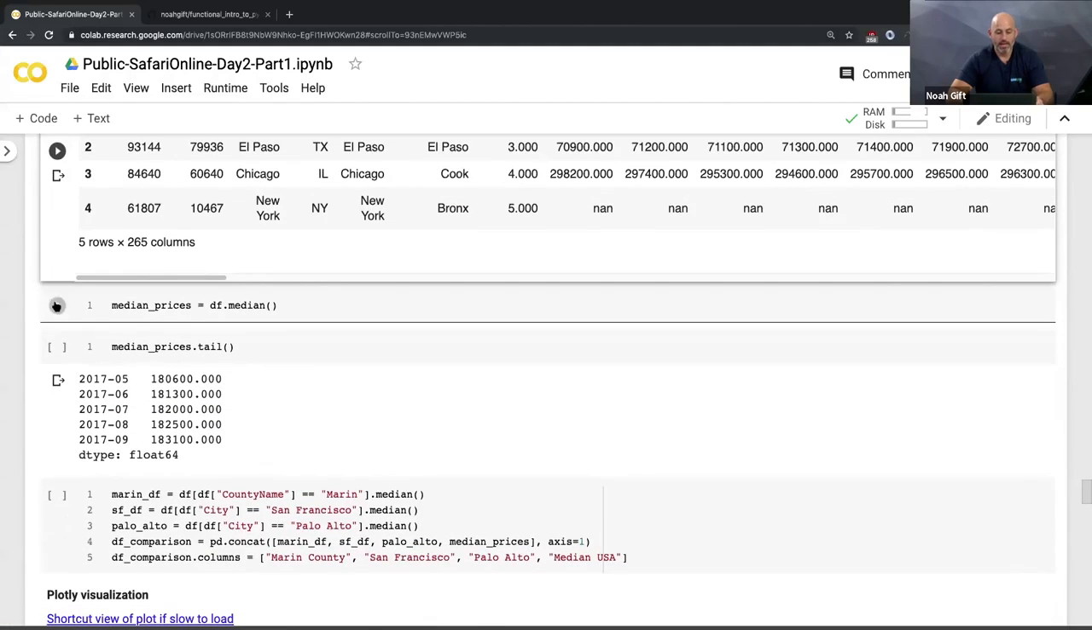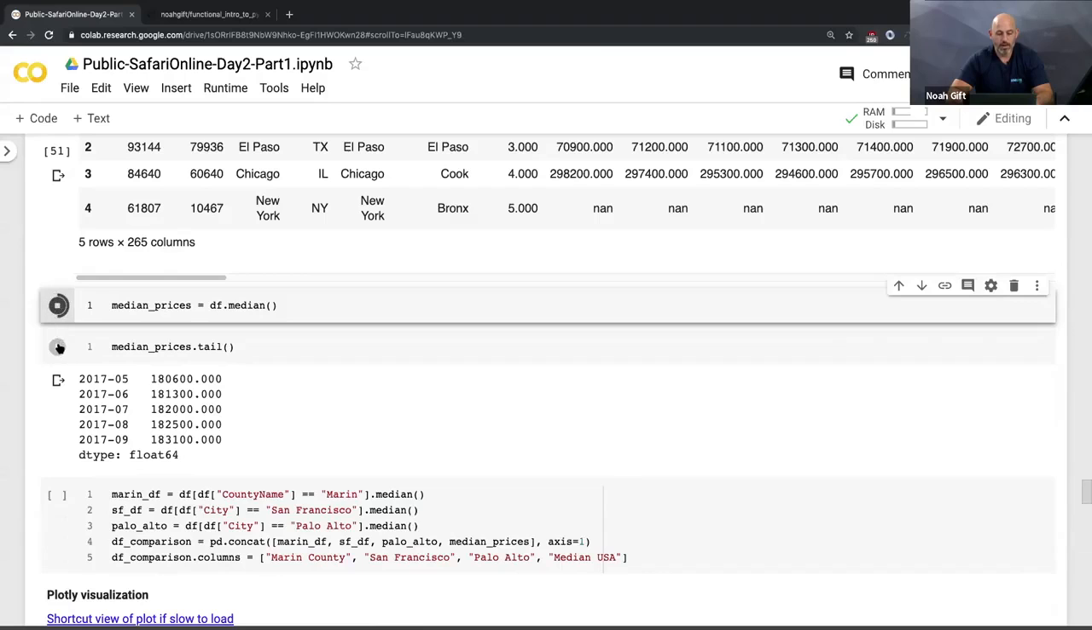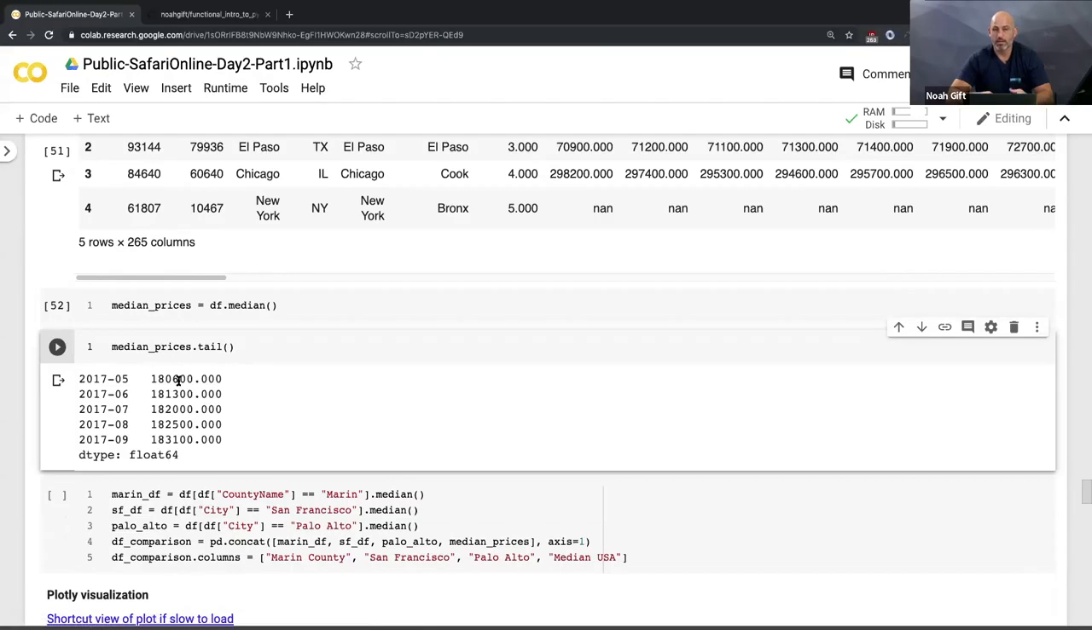And now that I've got that data, I can look at the data frame and look at, let's say, the median home price of the whole United States over the last several years. Here we can see that in 2017, the median home price was $183,000. Now, if you're in Los Angeles or San Francisco or New York, that is not the median home price. So we've got something going on here.